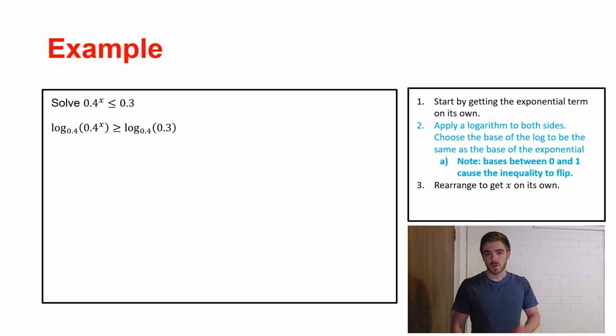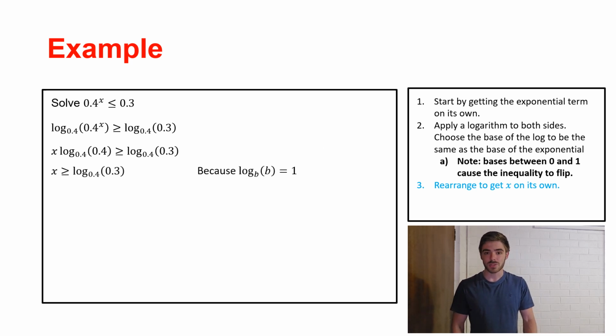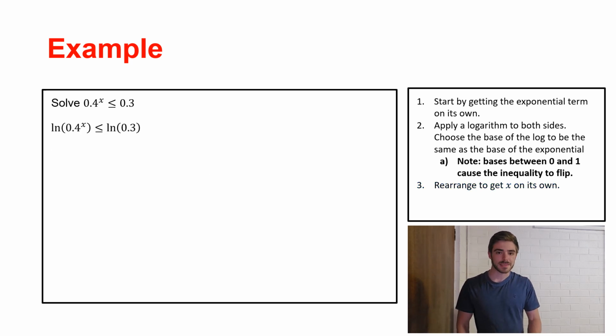Just be mindful. When you use a logarithm that has a base between 0 and 1, the direction of your inequality needs to flip. Having done that, we just need to get x on its own. And we do that by using the power law of the logarithm, bringing the power out the front. Then we can also cancel that logarithm out, since any time the base and bracket are identical, that logarithm is equal to 1. Okay, now let's see what happens if we chose a different base instead.